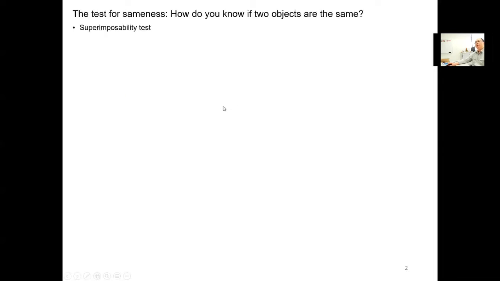Okay, so the first question I'm going to ask for this chapter is a very common question. So how do you know if two objects are the same? It's kind of silly, right? But if you have two objects before you, how do you know they are the same? So the test people usually do is called a superimposability test. So what does that mean?